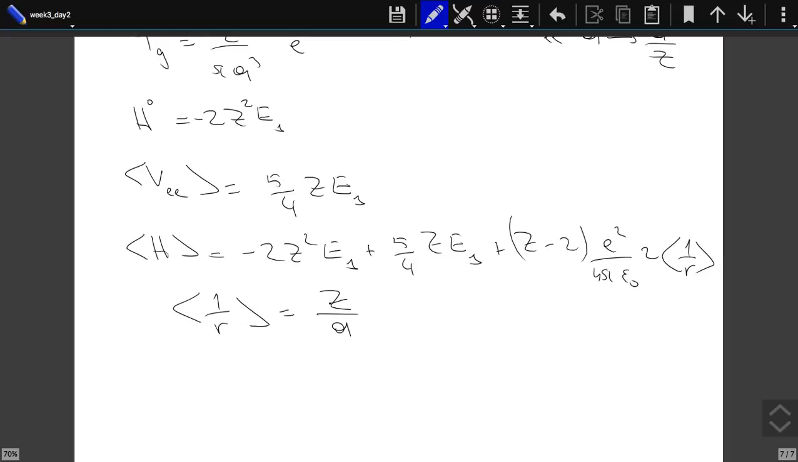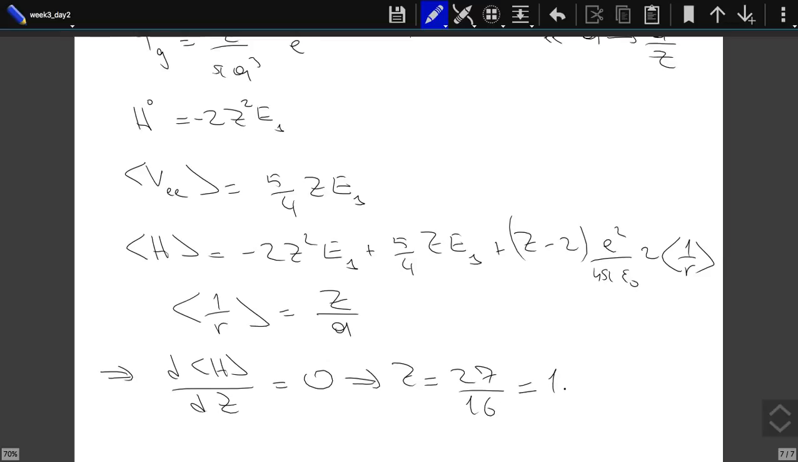So what you need to do, we have the expectation value of the Hamiltonian as a function of Z. E1 is just a constant. We have to minimize with respect to Z. And it turns out that dH/dZ equal to 0 just gives Z equal to 27 over 16, which is 1.69 approximately. So each electron on average doesn't really see the plus 2 charge of the nucleus. It just sees plus 1.7 charge in the nucleus, because the other electron kind of screens the charge.